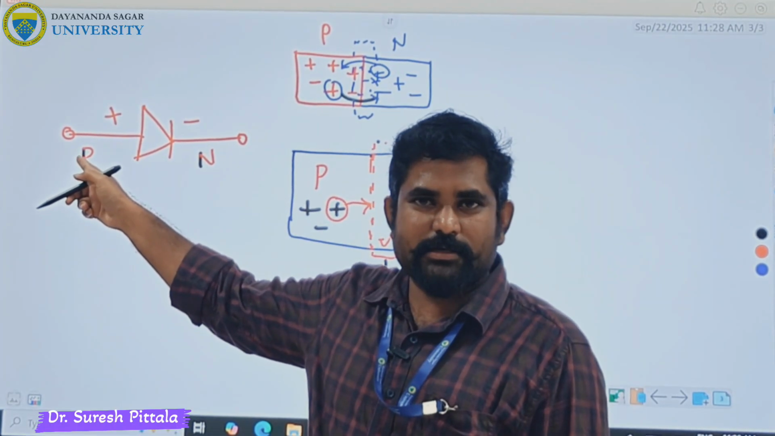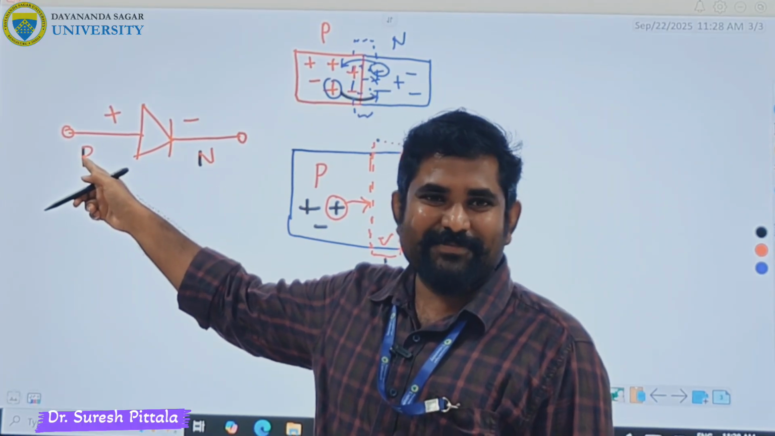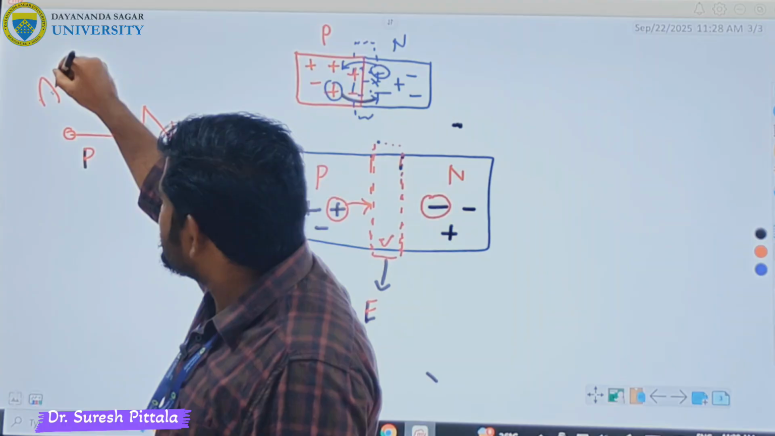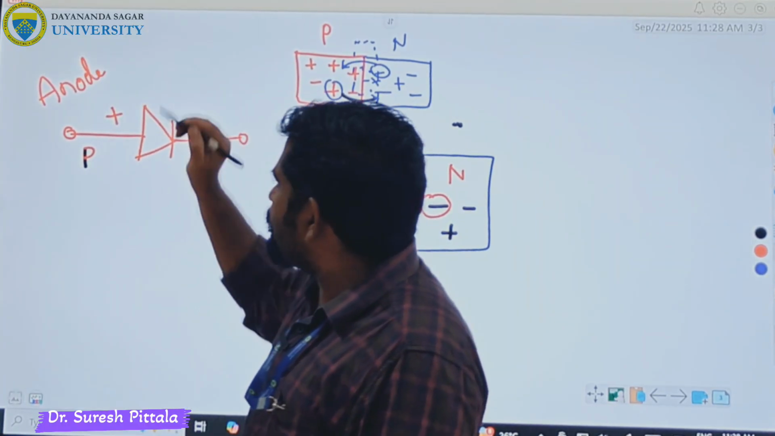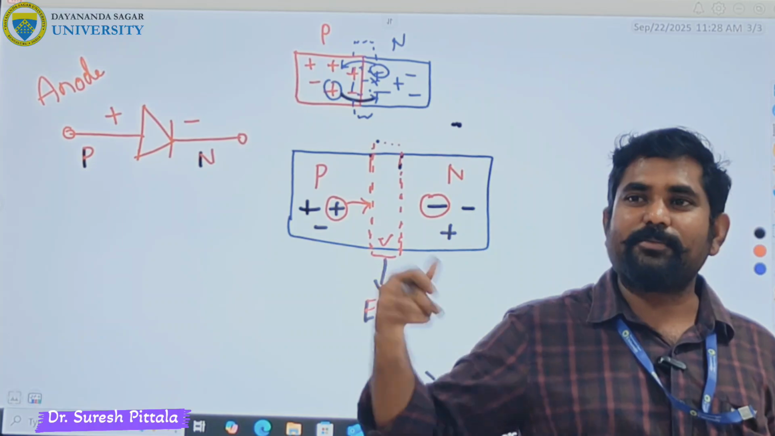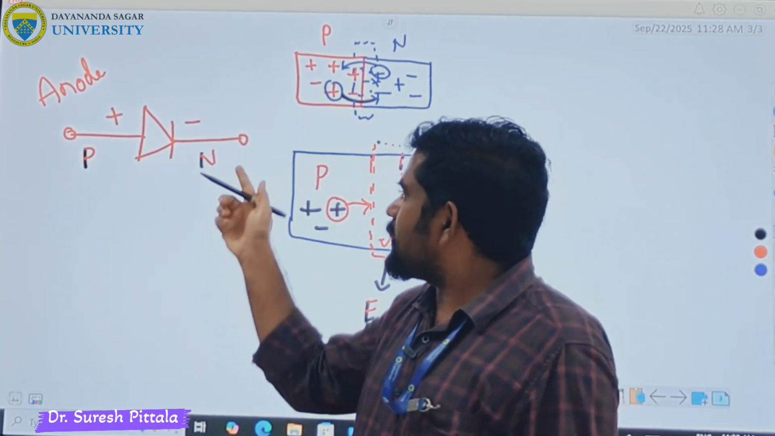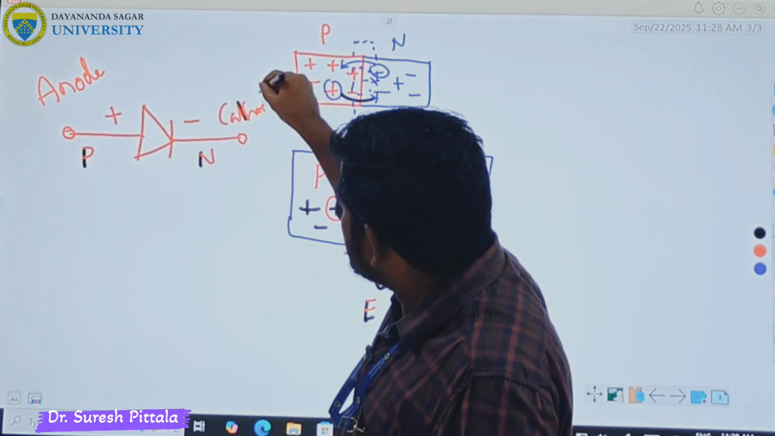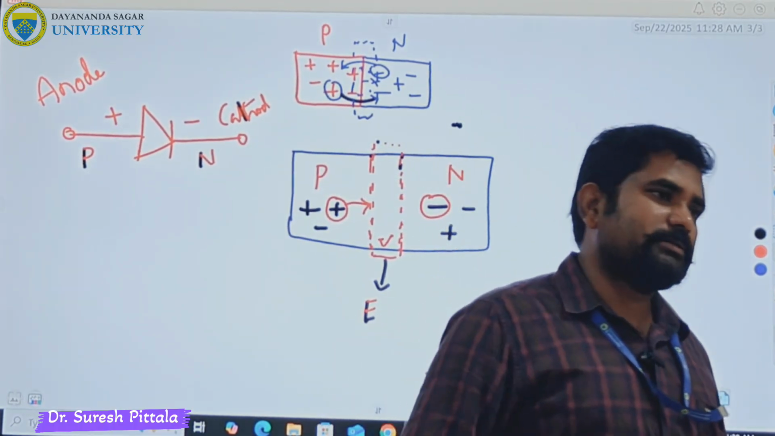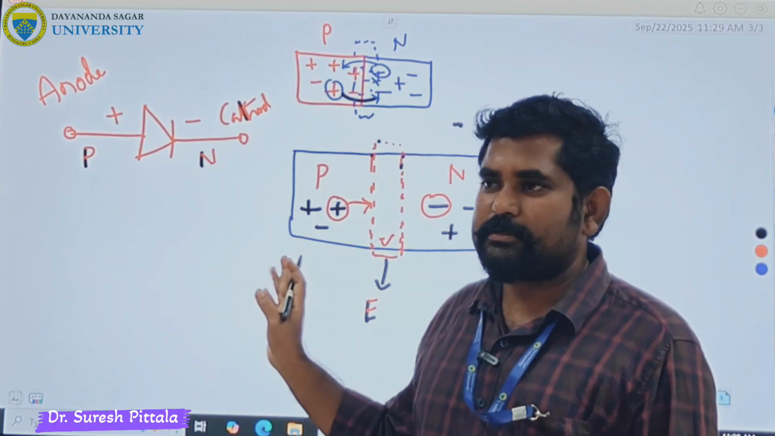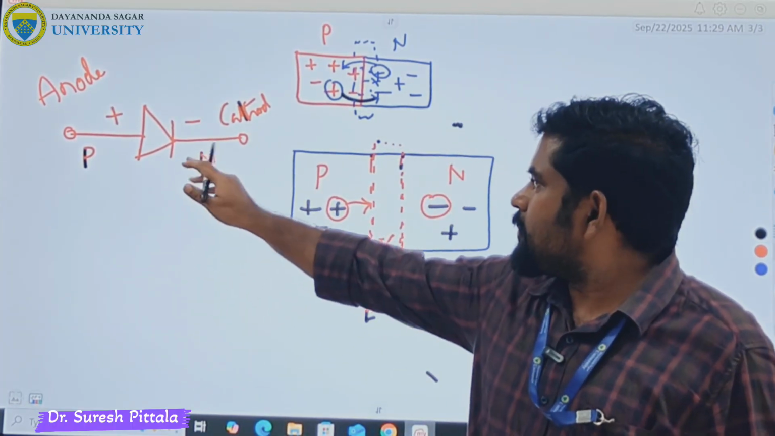So it can be called anode. Because the positive is there, it is not a cathode. If it is positive, it is anode, not cathode. And so the N region is your cathode. Even if you ask Viva questions, we ask simple things like this only. Okay, we check your understanding of the subject, cathode and anode. This is the symbol for a PN diode.